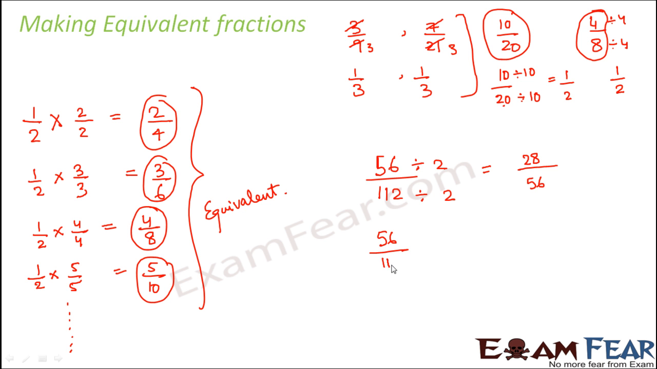Similarly, you have to divide by such a number which will divide both the numerator and the denominator. That means that number should be a factor of both 56 and 112. So let's say we divide it by 4. So it becomes 14 by 28. So 28 by 56, 14 by 28. These are also equivalent fractions of 56 by 112. But the easier option is to multiply the numerator and the denominator by the same whole number.